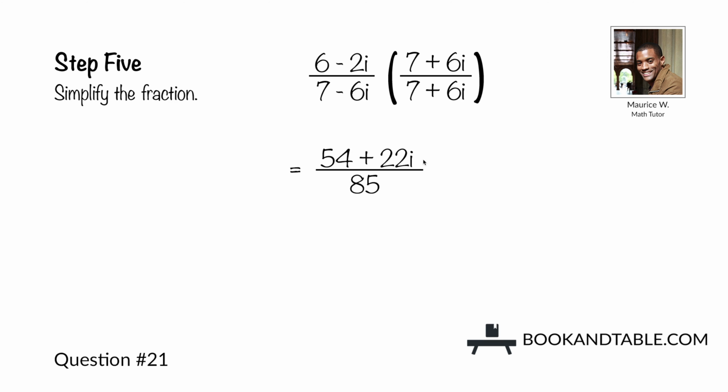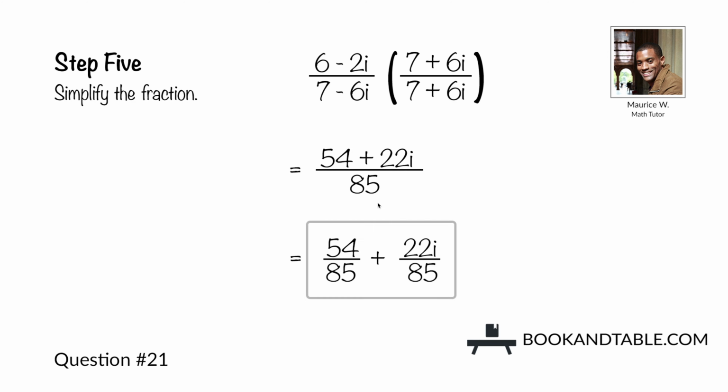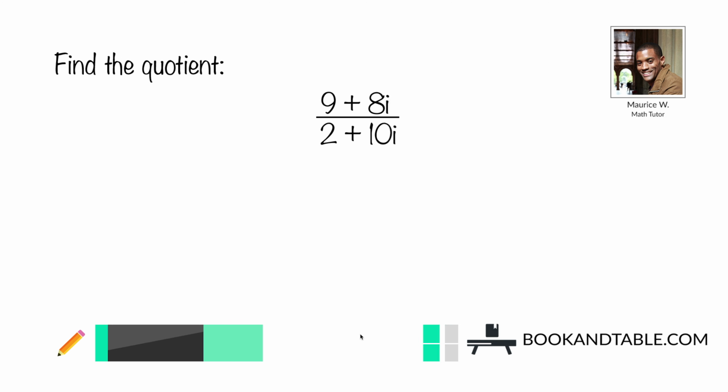So now the last step is to simplify this fraction. We'll first break it up into a real number and an imaginary number, giving us 54 over 85 plus 22i over 85. And since neither of these can be simplified further, we get our final answer to be 54 85ths plus 22i 85ths. So that is the answer to question number 21. Let's now have a look at question number 22.